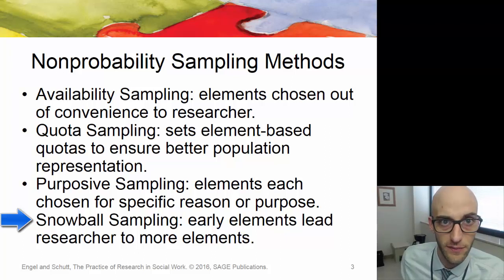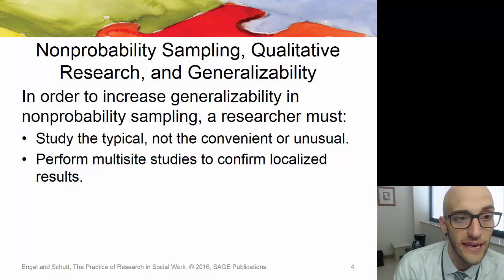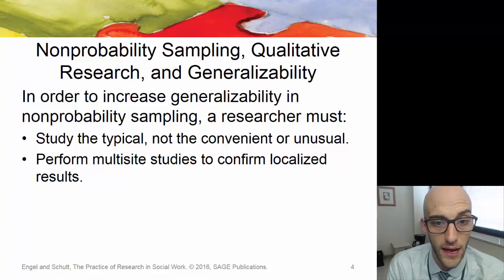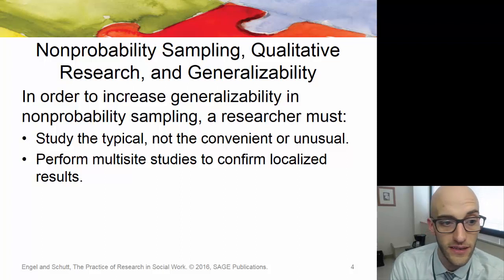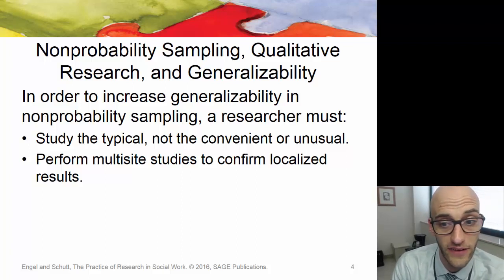So I guess that's up for debate as well, and certainly something that would be discussed in depth with an IRB committee. So some other implications for non-probability sampling, qualitative research and generalizability. In order to increase generalizability, the researcher must study the typical type of element we might want to be studying, not just out of convenience.